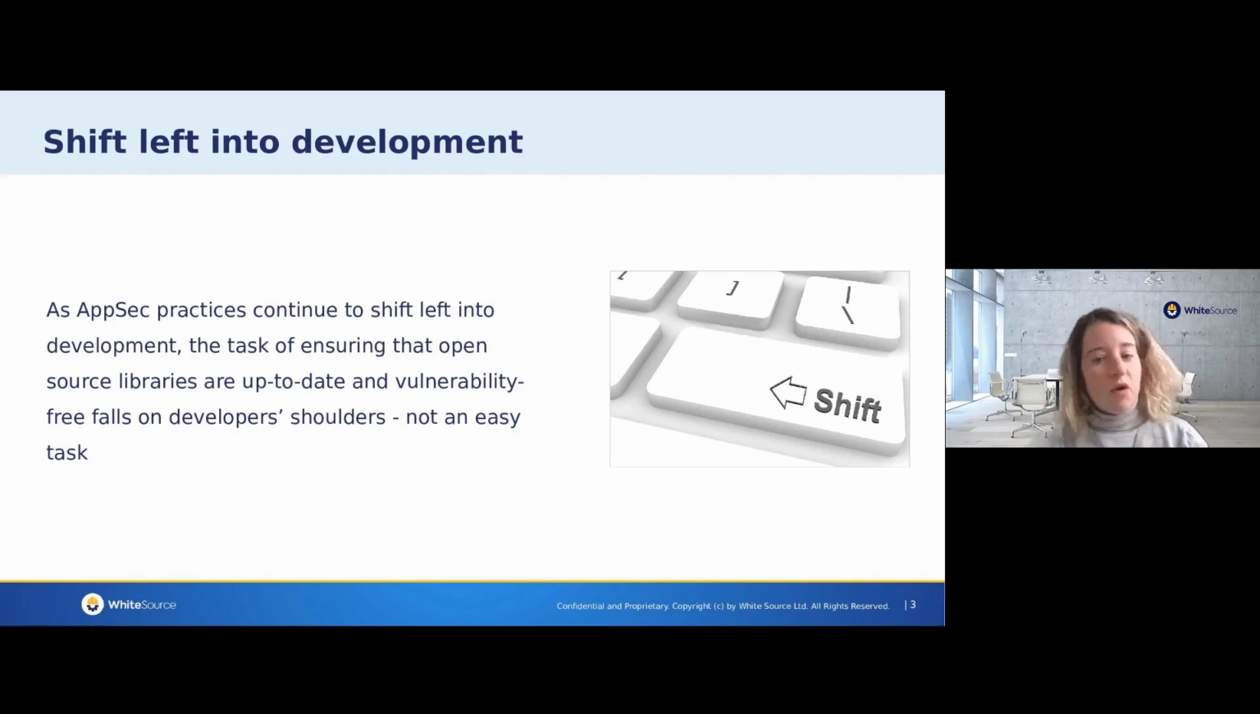And we spoke about security and about DevOps or DevSecOps processes. But in fact, these two tasks, making sure that the open source components are always up to date and making sure that you don't have any vulnerabilities, fall on the developers. So the developers are the ones that need to make sure that these things actually happen. And it's, again, not a very easy thing to do.